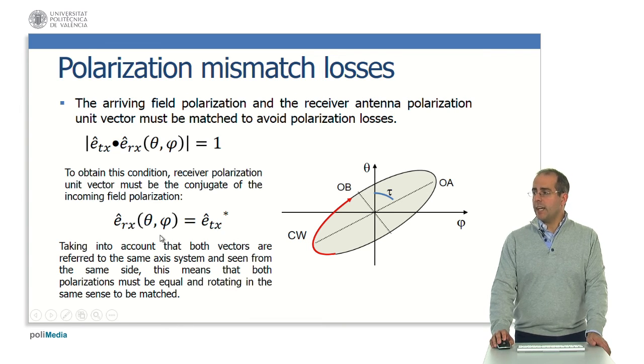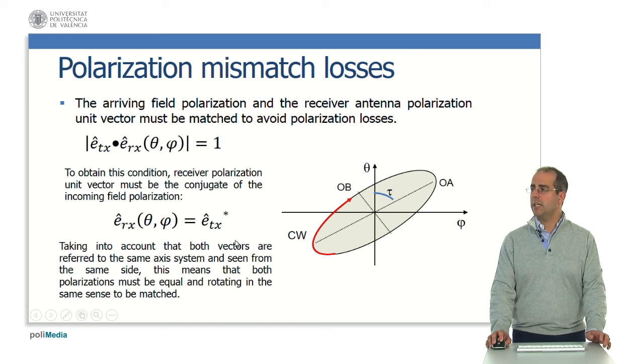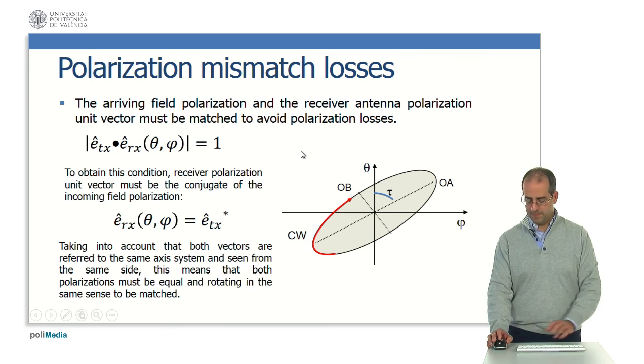Here we have to take into account that both vectors are referred to the same axis system and seen from the same side. This means that both polarizations must be equal and rotating in the same sense to be matched. Okay? We need to consider this polarization mismatch.